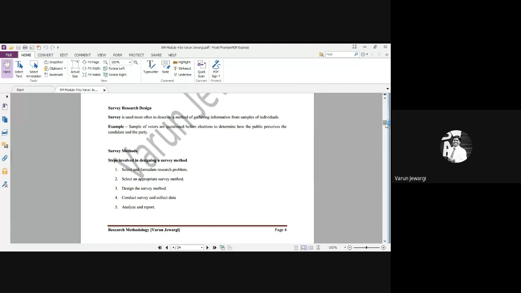Take these 5 points, students. Can you plug in one example and tell me? Select and formulate the research problem. Then select the appropriate survey method. Then design the survey method. Conduct the survey and collect the data. Then analyze and report. Sorry, for the third point, design the survey method, you need not worry, because I still need to teach you the different types of survey methods. Consider any one problem and can you explain these 5 points? You have already written the internals, but can you explain these points?